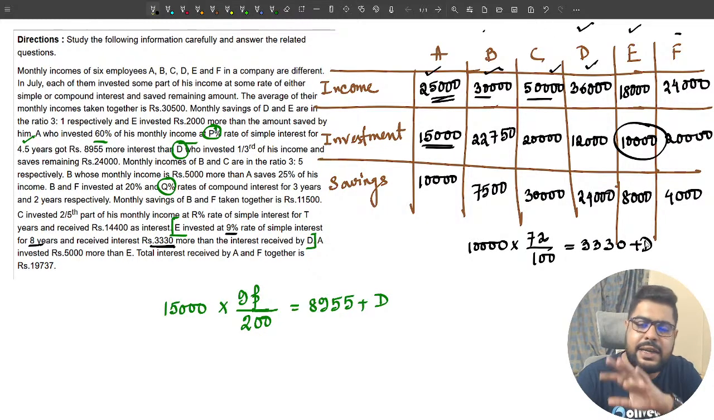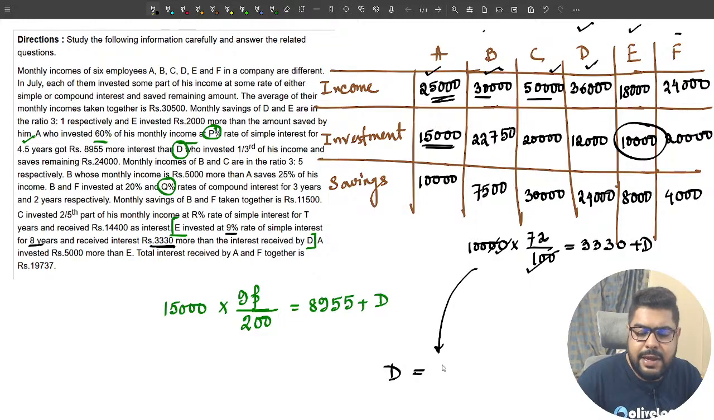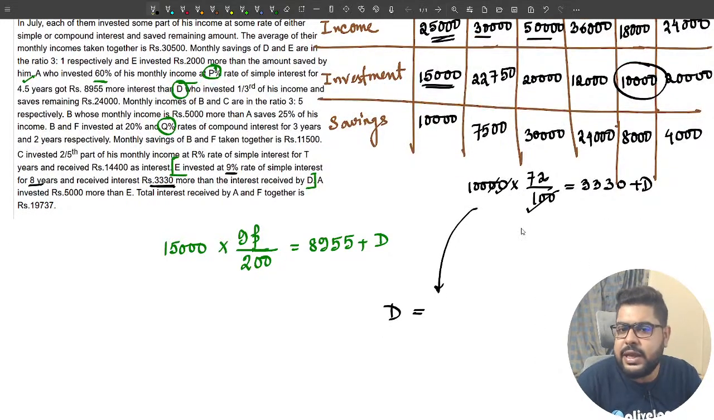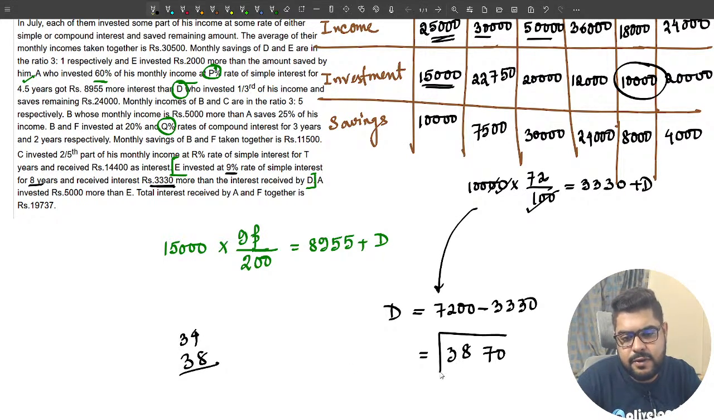Plus D, sir. Whatever D received, this is 3330 rupees more. So this is very simple. This is 7,200. So D is going to be 7,200 minus 3,330. So ये आ जाएगा sir 70 and sir make it 34. Make it 34. So कितना आ रहा है सर? 38 में आ जा रहा है ना? हाँ 38. So 3870.